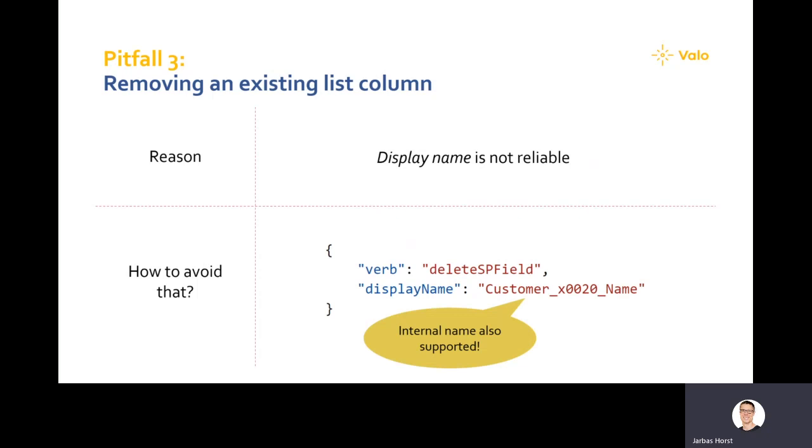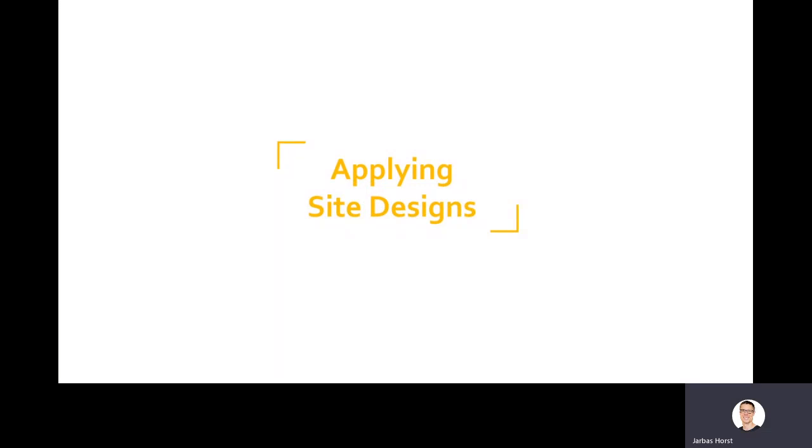How can we avoid that? The display name property from the delete SP field verb also supports having the internal name as a value. If you try that, you'll then be able to remove the correct column. So always enter here the internal name. Don't use display names since they are not reliable. Now, in the next slides, I want to show you how to apply site designs in different ways.